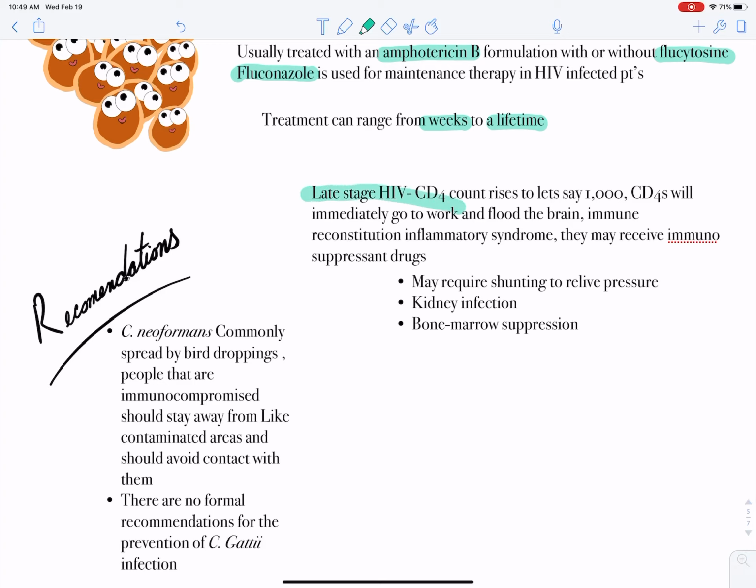So for people with late-stage HIV, so again, their CD4 count is going to be anywhere less than 250. So let's say we begin treatment, and their CD4 raises to above 1,000. It sounds great, but their CD4 will immediately go to work and start flooding the brain. This is what we call immunoreconstitution inflammatory syndrome, which can also be abbreviated as IRIS. So when this happens, it seems counterintuitive, but we actually might prescribe an immunosuppressant drug. Something that can happen with this is we might even need to place a stent to relieve some of the pressure.